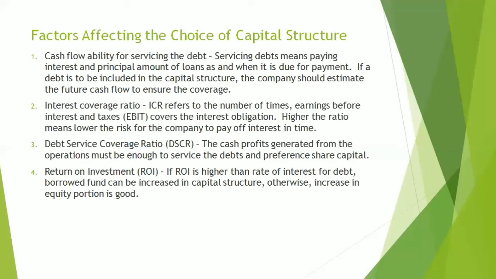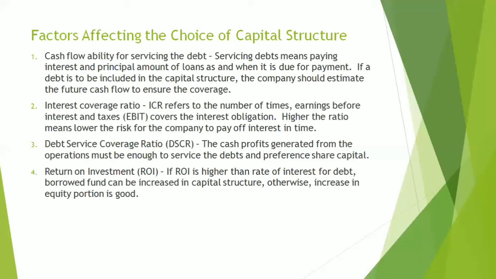The cash profit generated by the operations is compared with the total cash required for the service of the debt and the preference share capital. Here the formula is not written, but I am telling you what the debt service coverage ratio is. How will you find it? For that, you have to take profit after tax, and to that you add depreciation plus interest plus non-cash expense. Again, profit after tax plus depreciation plus interest plus non-cash expense, and all this will be divided by preference dividend plus interest plus repayment obligation. So you will get the debt service coverage ratio.